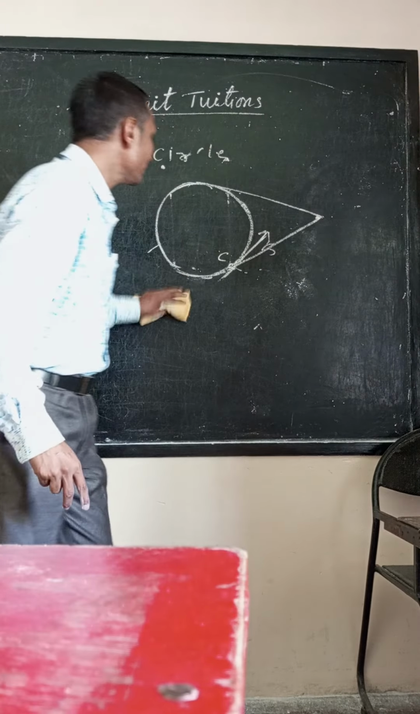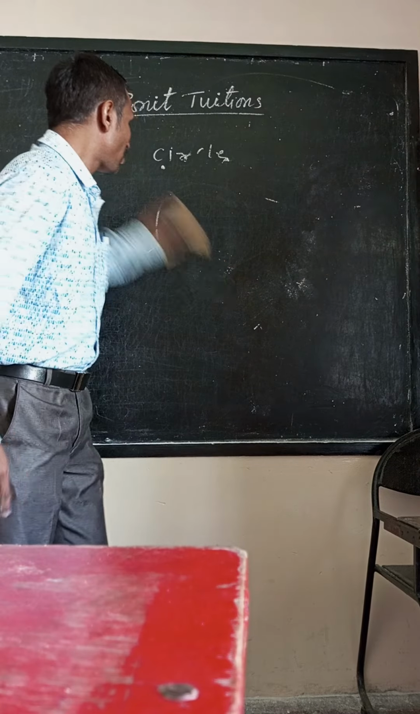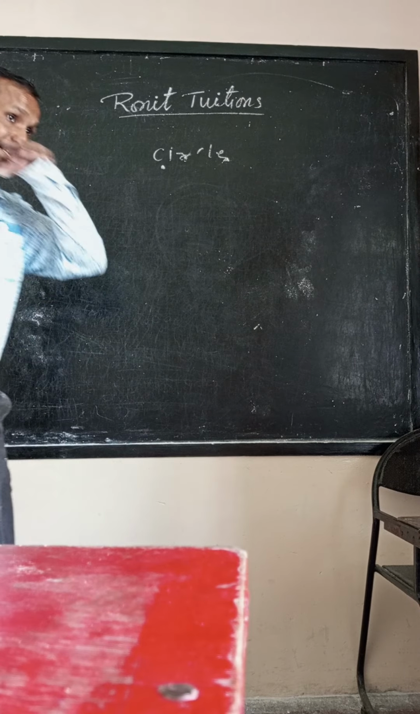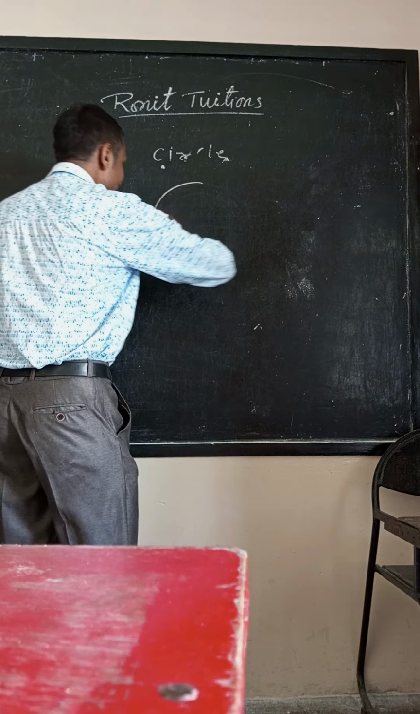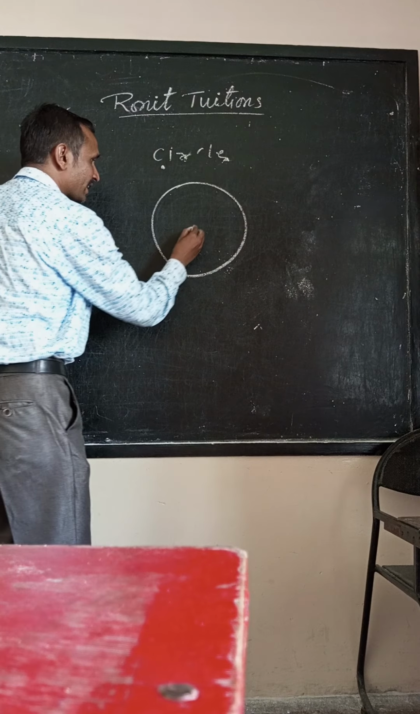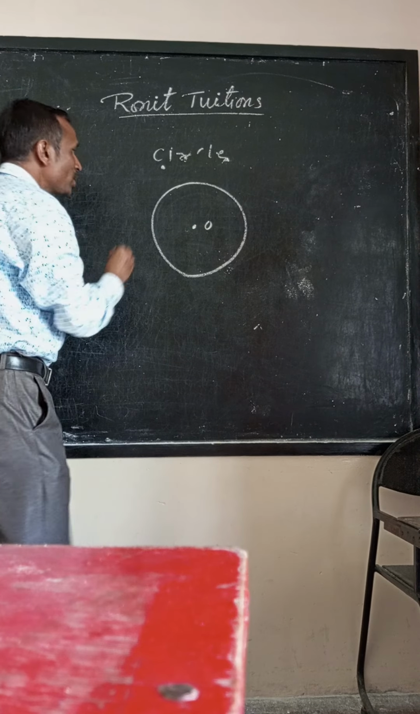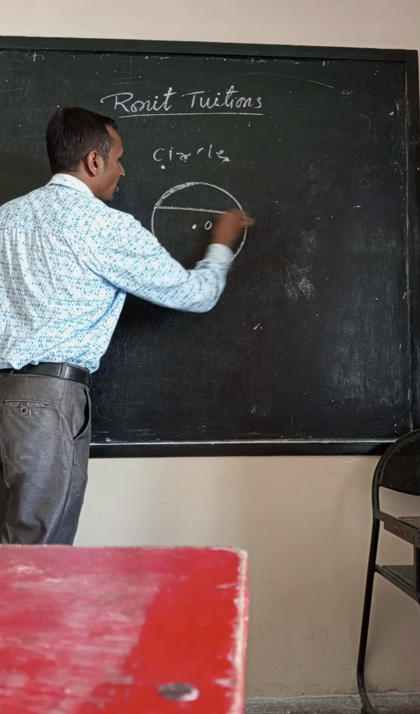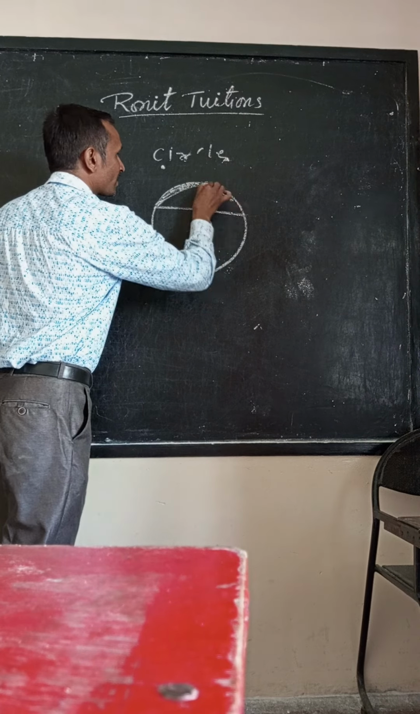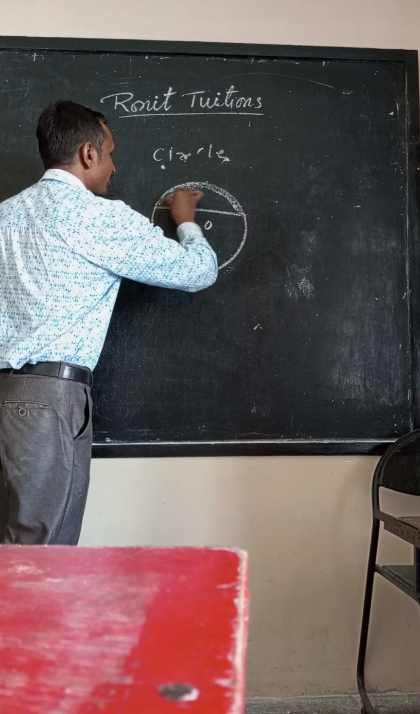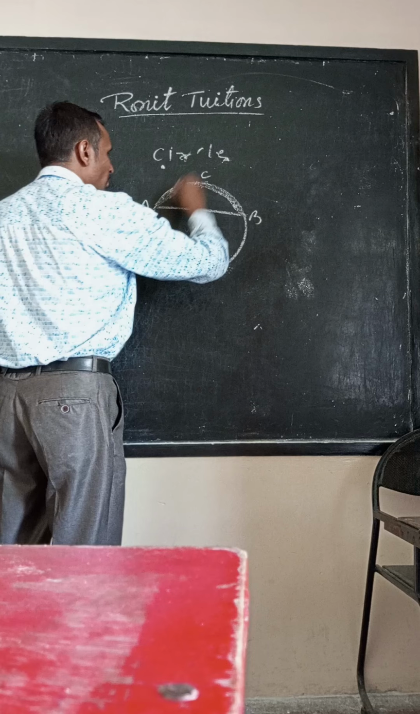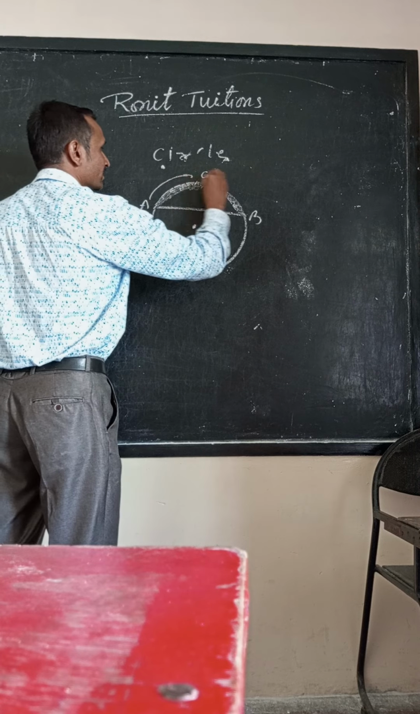Next, after secant, chord, radius and diameter, now the properties of the angles. This is a circle, and in that circle this is the center O. Suppose I mark points here, A here, B here, and C, and it goes like this.